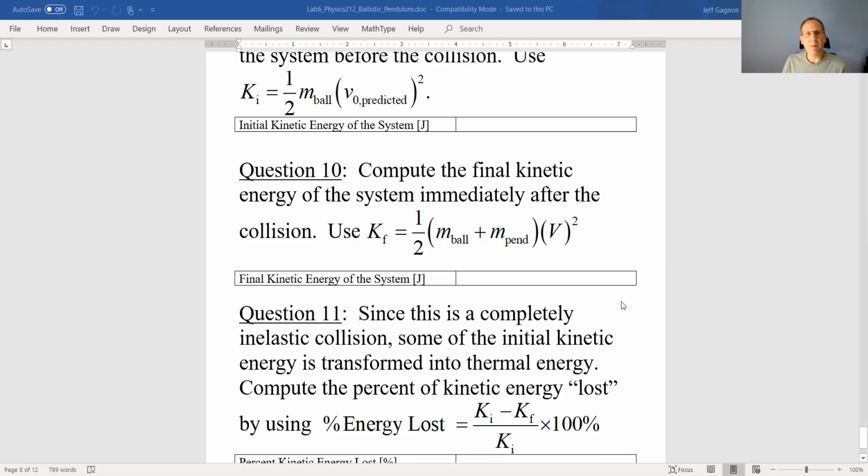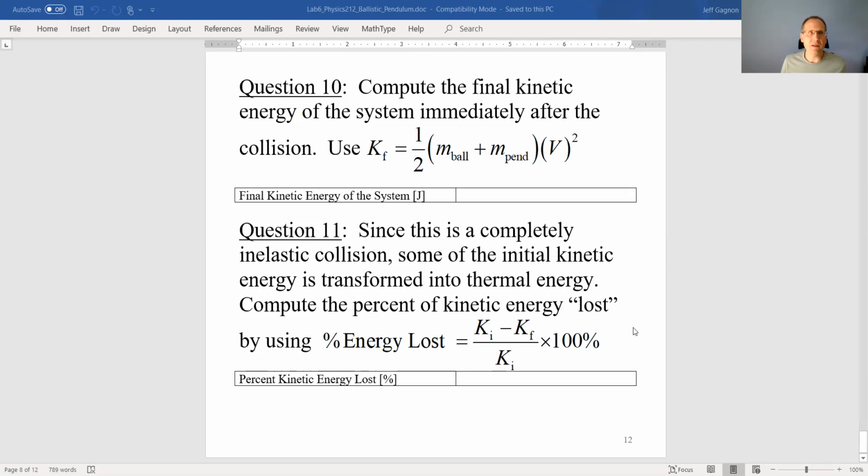Now here's the thing, and I'm not sure how much by this point you have talked about in lecture, but this is what's called a completely inelastic collision, because the ball collides with the pendulum and then they move together as a unit. It doesn't bounce off or anything. So it turns out that some of that kinetic energy is being transformed into another form of energy, because we know total energy is always conserved. And it turns out that most of that energy is being transformed into heat, or really it's called thermal energy.